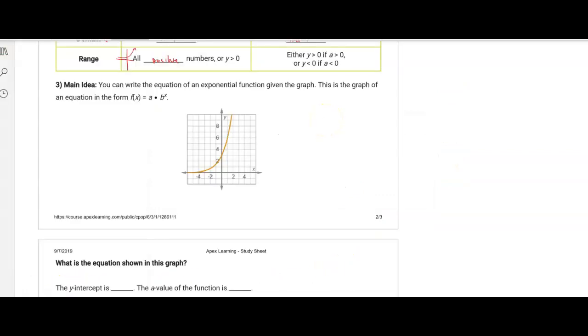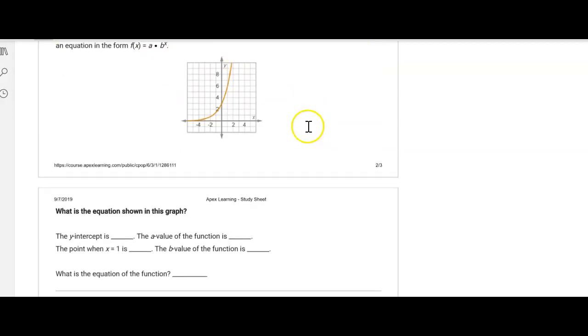Now when we go to write the next one, it's a little different and they kind of guide you through it. It says write the equation in this form. So the first thing we're going to do is find the y-intercept. If I look at the y-intercept, that's right here, and that's at 0, 3. So the y-intercept is 0, 3, and the a value of the function then has to be 3. So remember, why do I know it's 3? Because even if I don't know the base, if the x value is 0, 3 times b to the 0, this will always be 1, which tells me that a is 3.